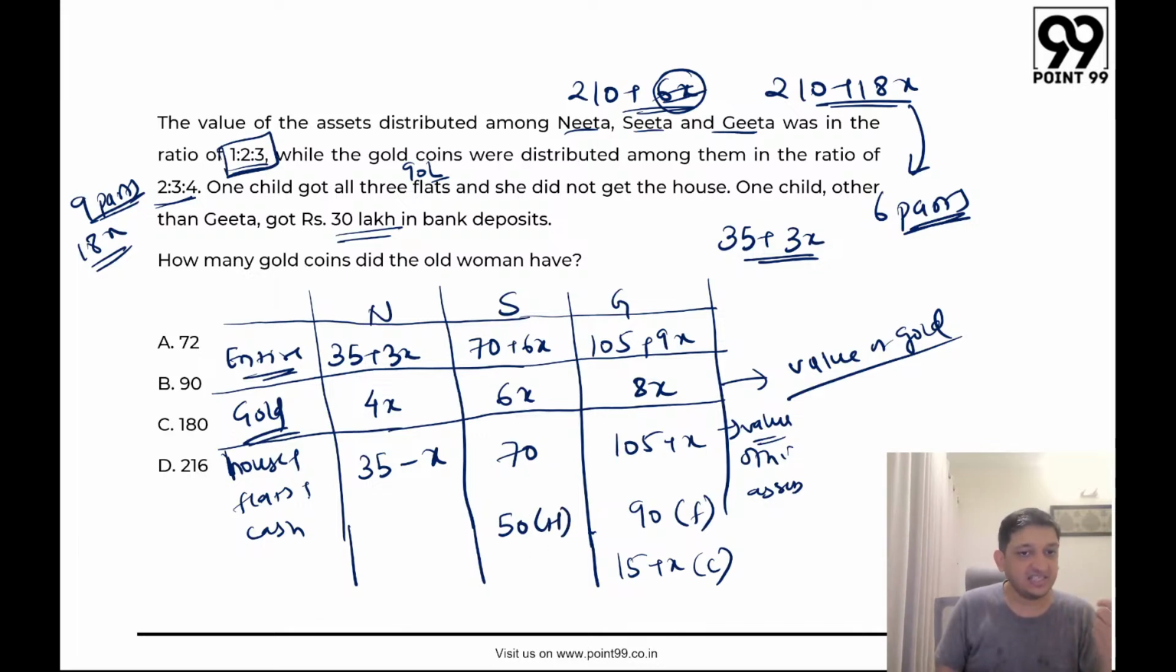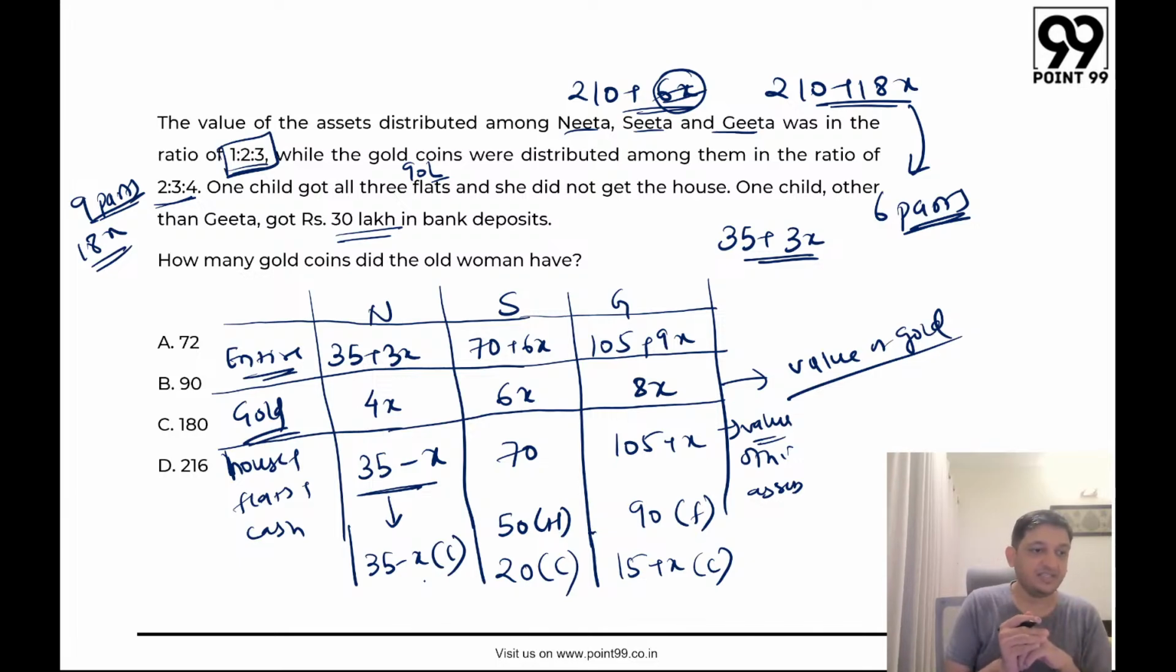Now 70 lakhs is house plus flats plus cash. Sita did not get the flats, she got the house, so the remaining 20 lakhs of cash is going to go to Sita. Okay, that is what we know. What about Neeta? Neeta has not got the house, Neeta has not got flats, so this entire 35 minus x is cash. So 35 minus x becomes cash. Okay, so that is what we know in this particular case.